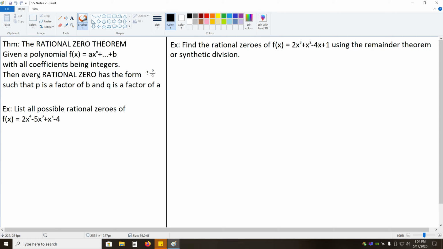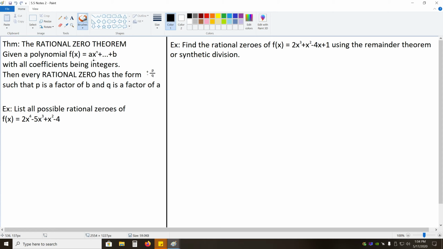So what does the rational zero theorem say given that situation? It says every rational zero has the form plus or minus p over q, such that p is a factor of b and q is a factor of a. Okay, this is very, very mathy and long, so I just want to simplify this down.